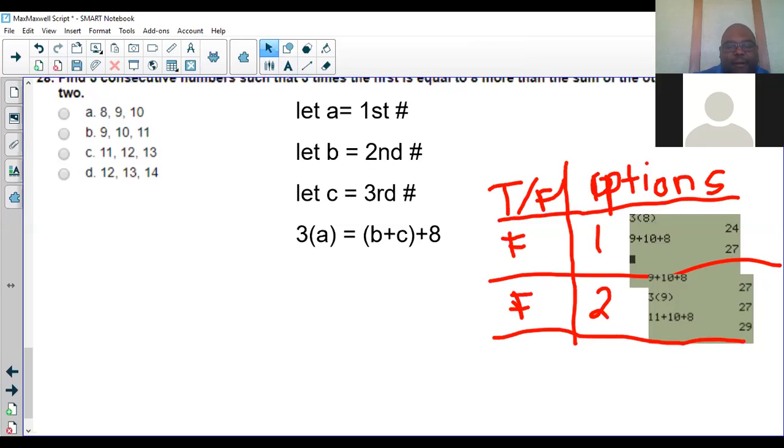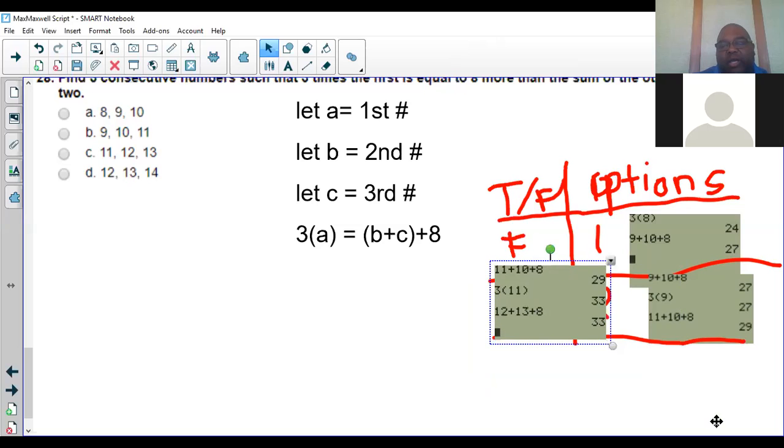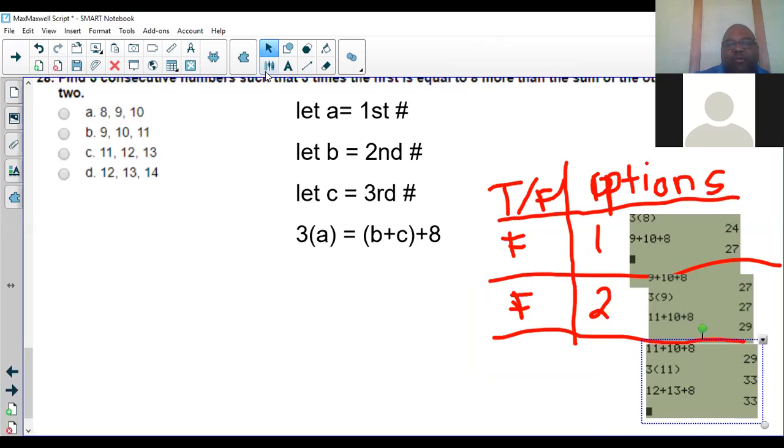Then we continue to guess and check. Now we have 3 times 11. That gives us 33. Then we're going to do 12 plus 13 plus 8, not minus 8, but plus 8. Wow, there we go, 33. So it took our third option for us to get a true.